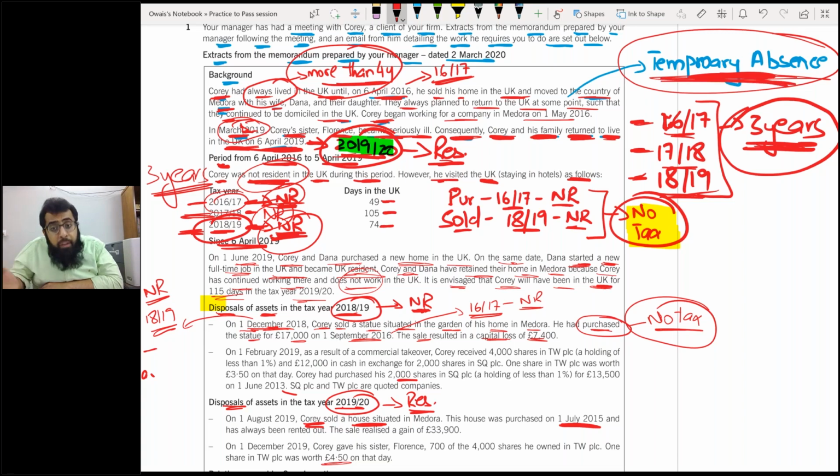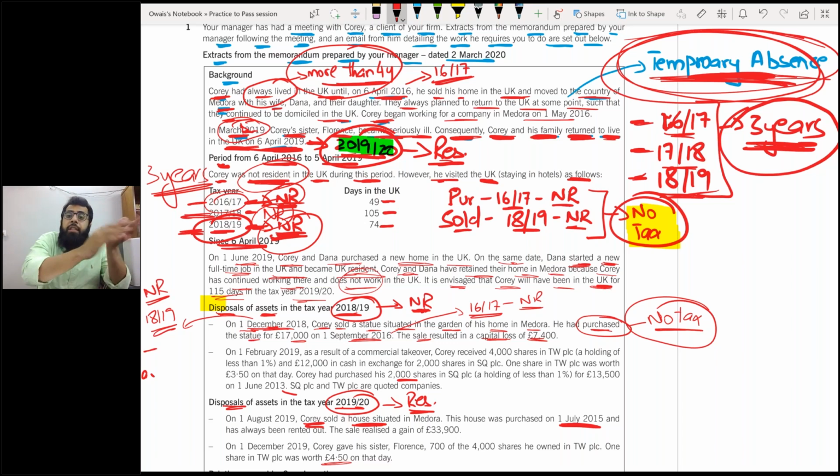Whenever a person is temporarily absent, there are 3 heads which you need to consider. Head 1, assets. Assets which you purchased while being resident but sold during non-residency. Now, if you sell something during non-residency which you purchased while being resident, you have to pay tax when you come back to UK.